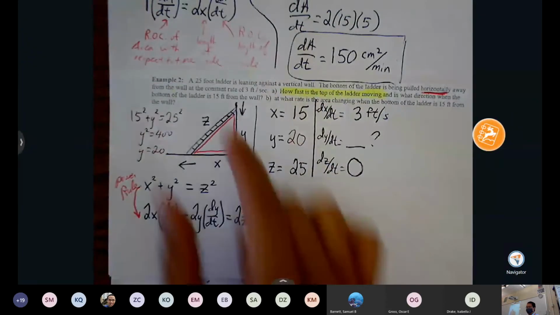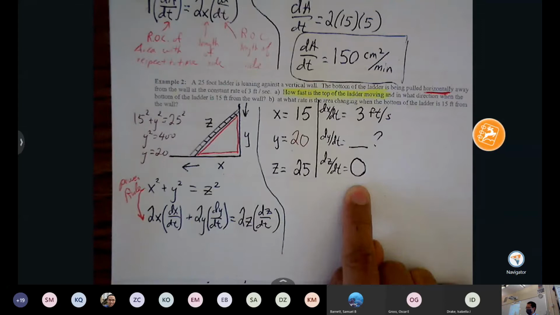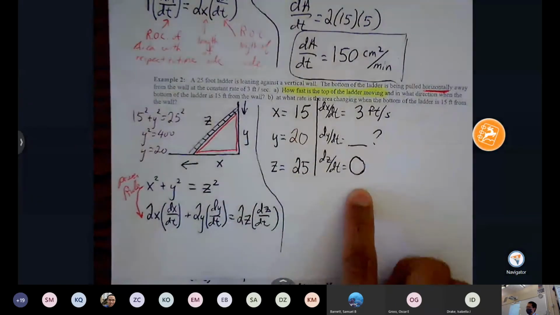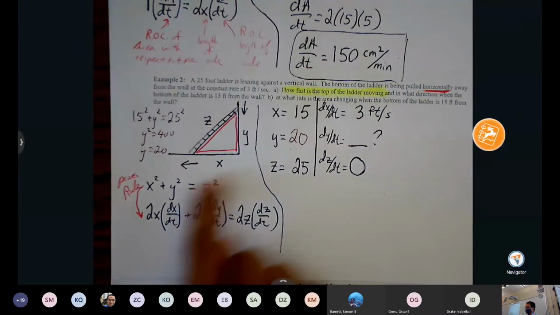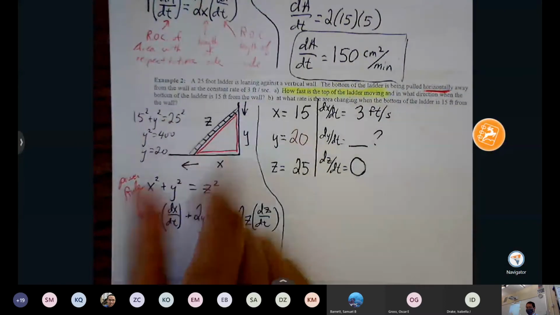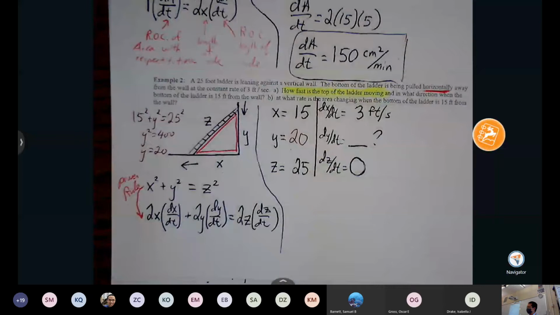Good. If we think about this ladder, it's 25 feet at the beginning of the problem. At the end of the problem, it is still 25 feet. So the rate of change of that value is 0. It's not changing at all. This doesn't mean that every Pythagorean theorem problem with the hypotenuse will be 0. We really have to visualize the problem, because every problem is going to be different depending on the scenario. But for our scenario, we pictured this problem in motion. This length is not changing, so for this problem, dz/dt is 0. Questions?